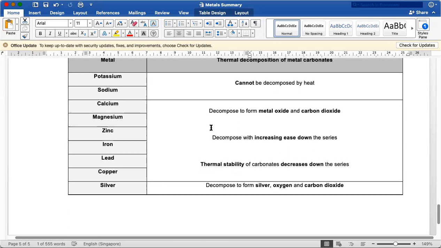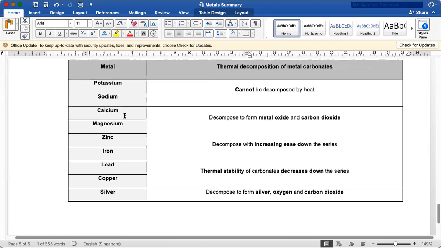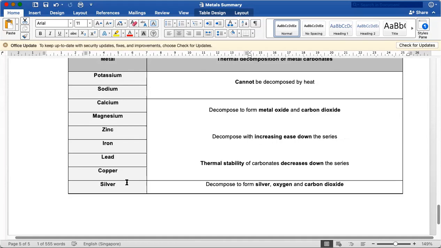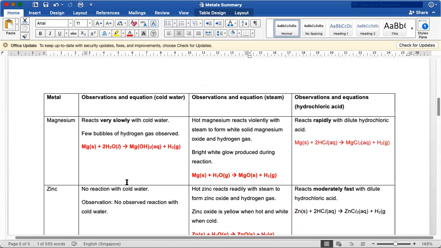What will be formed upon the decomposition of the carbonates? As you can see, the more reactive metals don't decompose so easily, whereas less reactive metals form less thermally stable carbonates, which decompose more easily. So it's just a very short sharing.